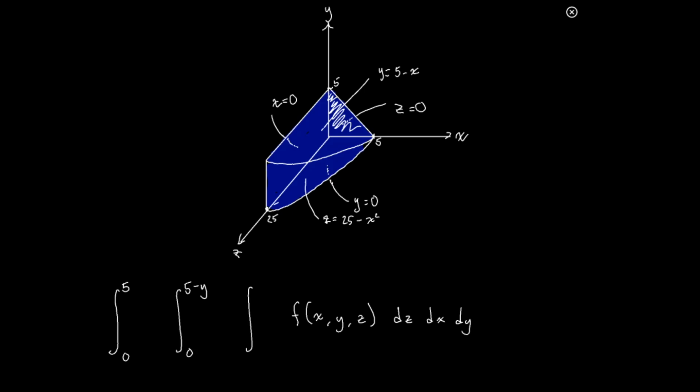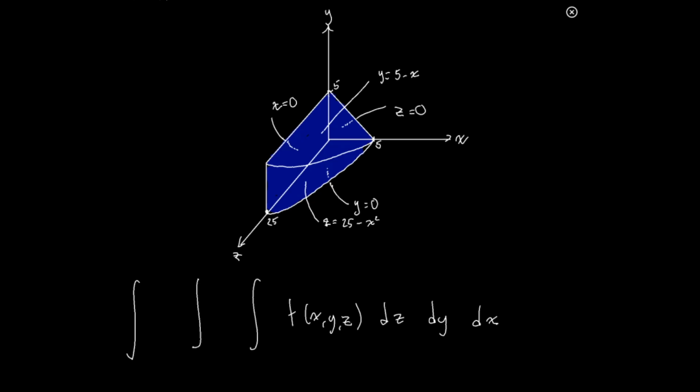So z has a lower limit of 0, right? Because z equals 0 is just this face, this whole plane. And then z equals whatever this face is. We need an equation for it in terms of z, and we already have one: z equals 25 minus x squared. Okay, that's it for that order of integration.